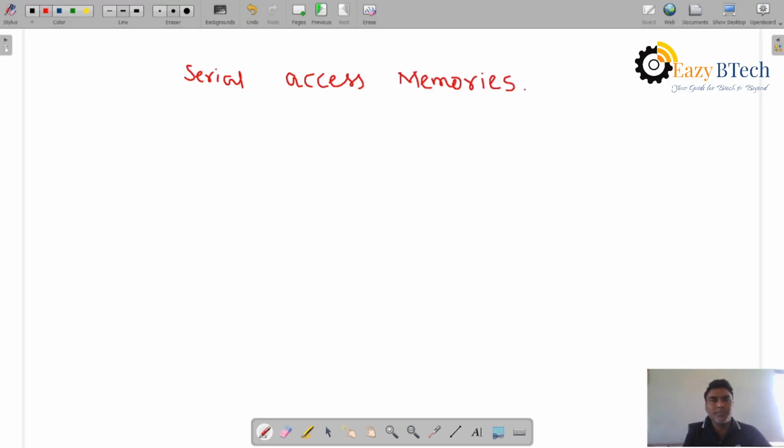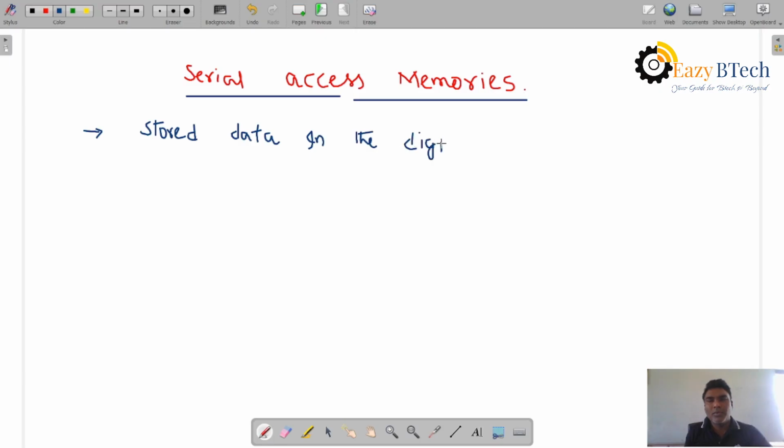So by using serial access memories, data is stored in digital form, right? Stored data in digital form.